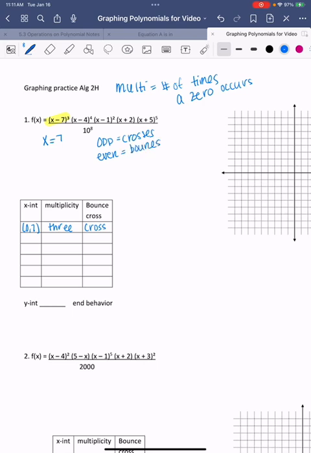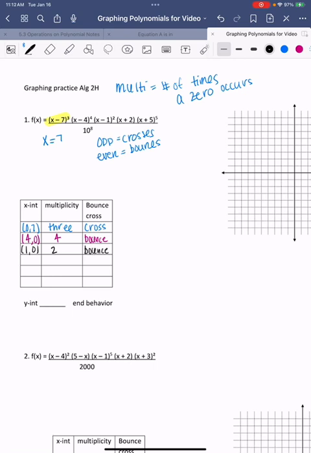Okay, so the next zero, I have x minus 4 to the 4th. So that zero is going to be at x equals 4. So that's going to be (4, 0). Its multiplicity is going to be 4, which is an even number. So that is going to bounce. Okay, and then continuing on, we're going to have x minus 1. So that zero is going to be at (1, 0), x-intercept, ordered pair. Its multiplicity is 2. 2 is even, so we're going to bounce.